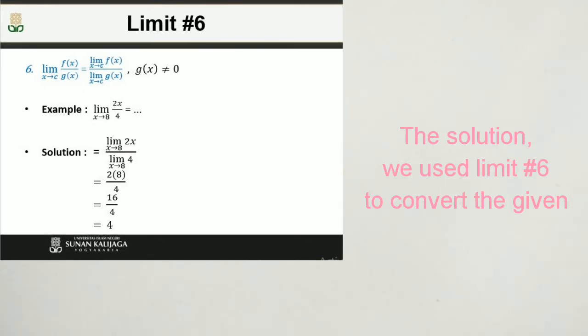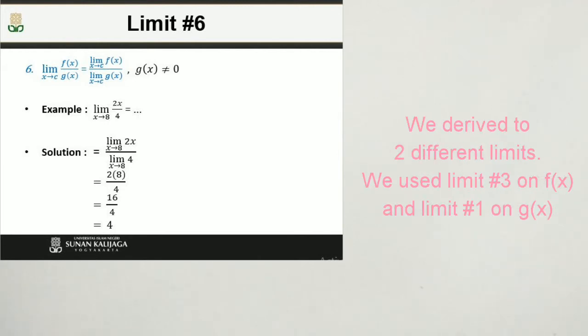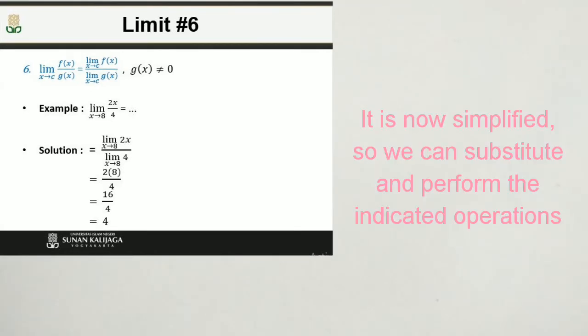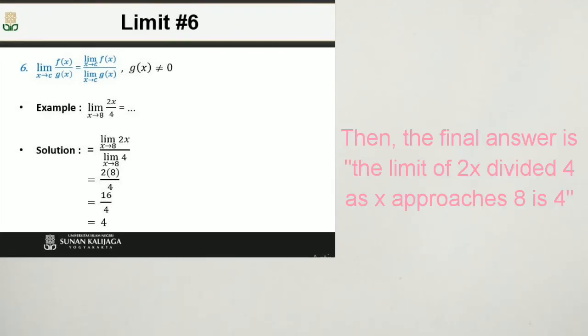The solution, we use limit 6 to convert the given. We derive two different limits. We use limit 3 on f(x) and limit 1 on g(x). It is now simplified, so we can substitute and perform the indicated operations. Then the final answer is the limit of 2x divided by 4 as x approaches 8 is 4.